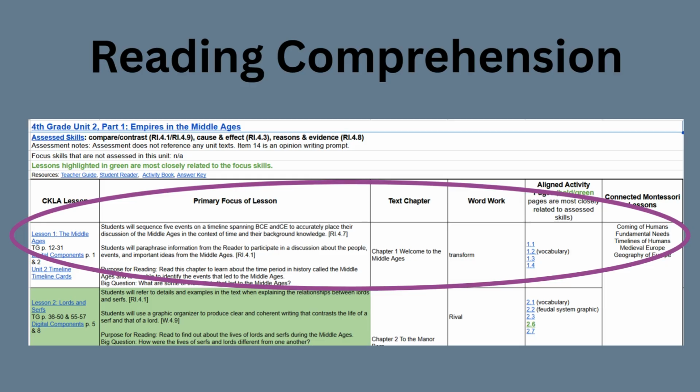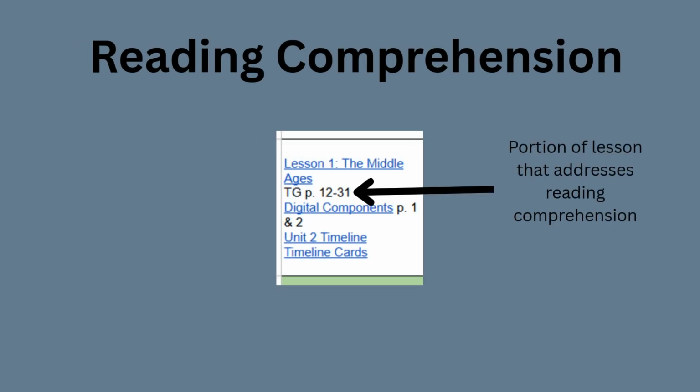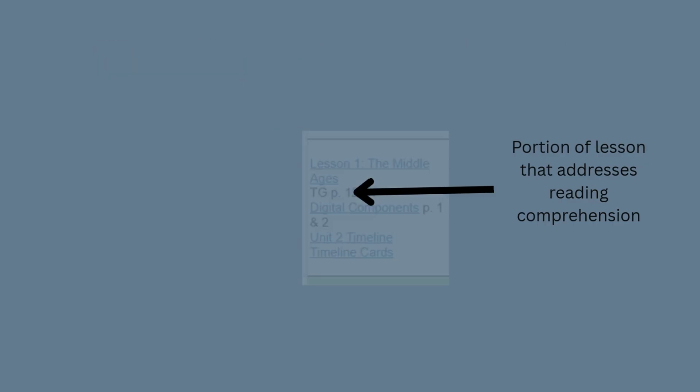It is important to note that only the reading comprehension lessons are included in the reading unit tabs, so you may notice that some lessons are skipped. This is because they do not include any reading comprehension activities. Also, the page numbers listed indicate the portion of each lesson that addresses reading comprehension. Writing and grammar are included elsewhere in the guide.